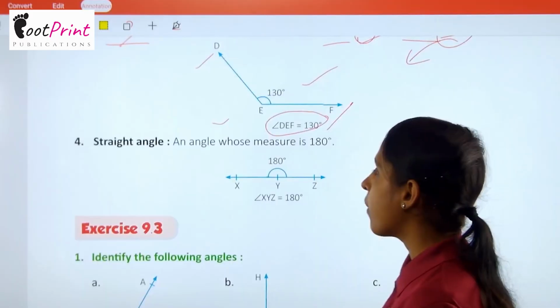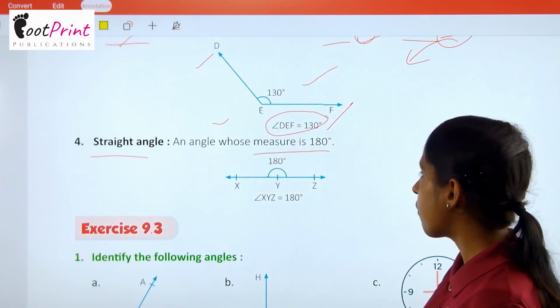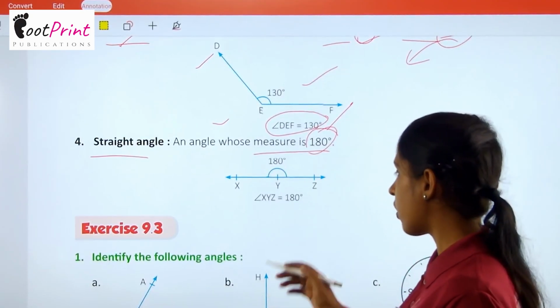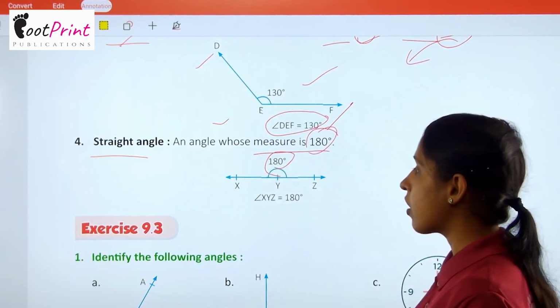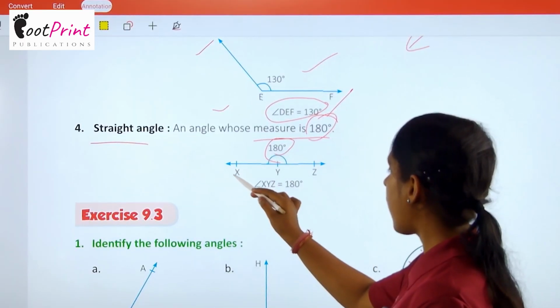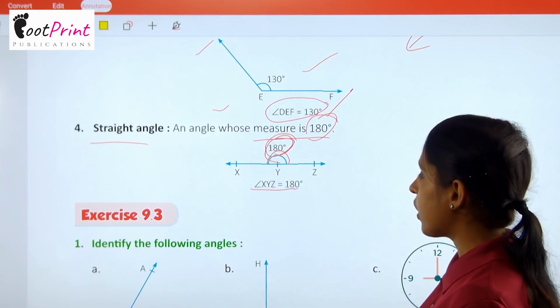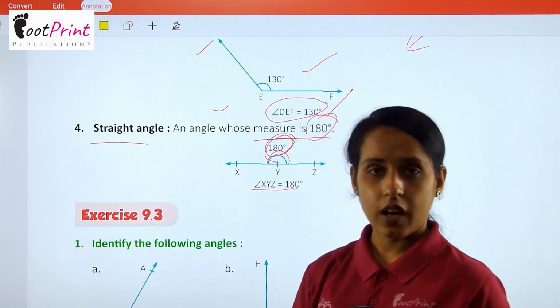Here the fourth one is straight angle. An angle whose measure is 180 degree. So an angle whose measure is equal to 180 degree, we can say that it is a straight angle. So here XYZ is showing 180 degree. So we can say that angle XYZ is a straight angle.